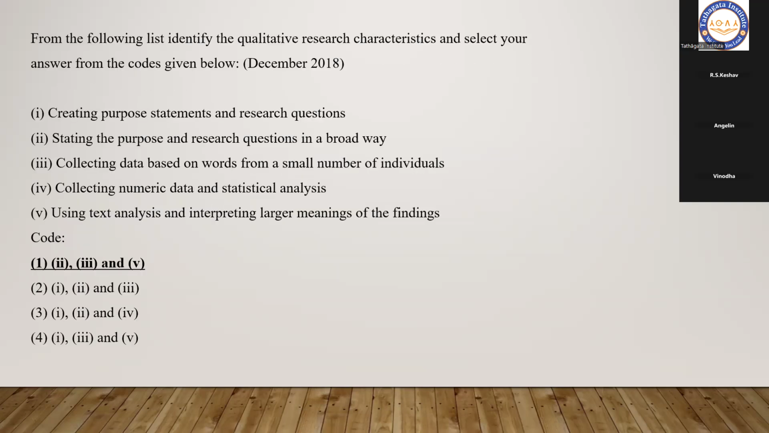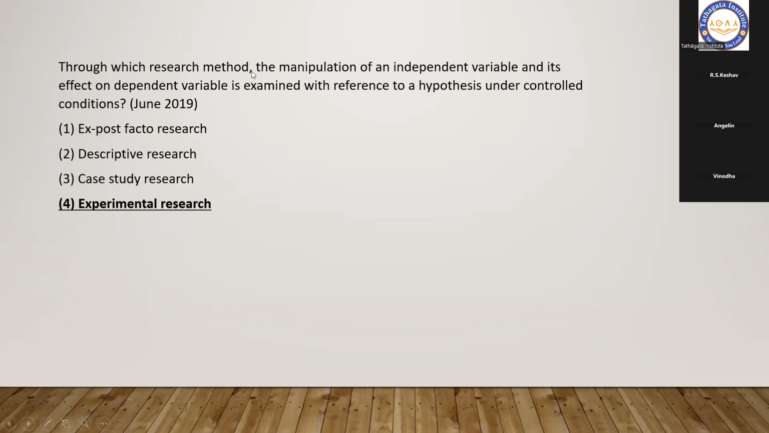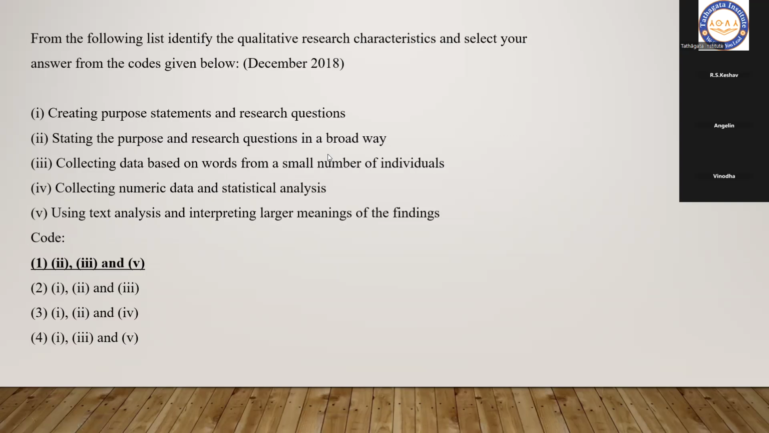From the following list, identify the one, just one second. Not able to read. Identify the qualitative. Okay, I am not able to read, something is hiding on the top. So this is regarding the qualitative analysis. Select your answers. The quality of qualitative research, quality and quantity, which we saw in the last class. Quantity is with respect to numbers. Quality is with respect to something that is abstract.